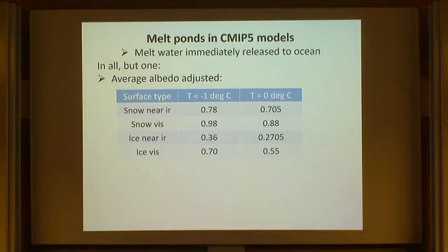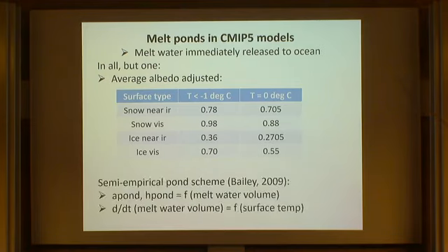Okay, one step further is a kind of semi-empirical model where we look at the meltwater volume and then derive the pond fraction and the pond depth, and calculate the change of that based on the surface temperature.